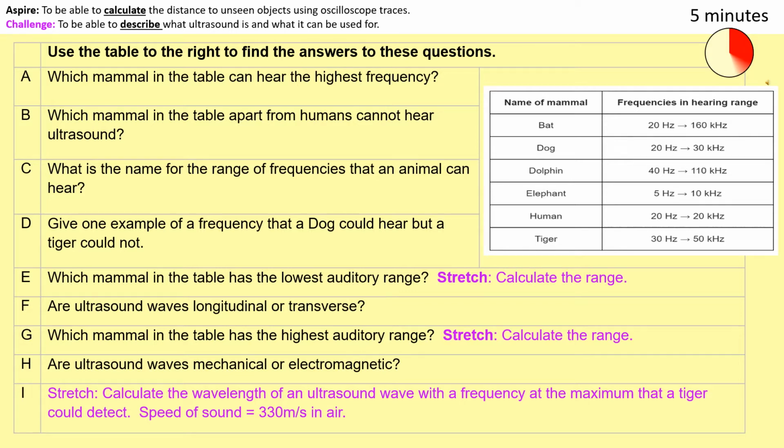Part D, give one example of a frequency that a dog could hear but a tiger could not. You just need to look at the frequencies in their hearing ranges and just pick any frequency that the dog can hear but the tiger wouldn't be able to. Okay, you have got about 3 minutes left, so I'm going to stop talking and let you have some silence.